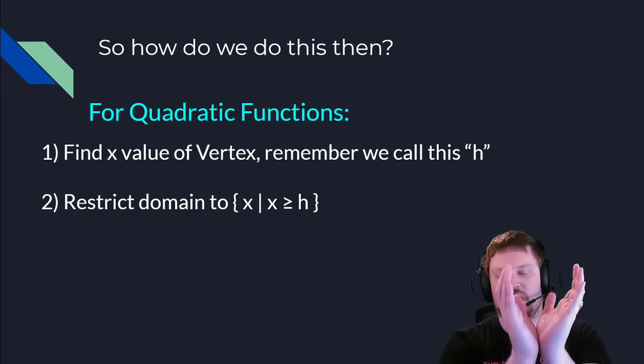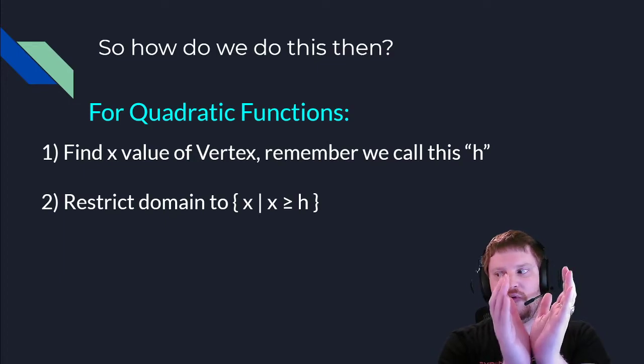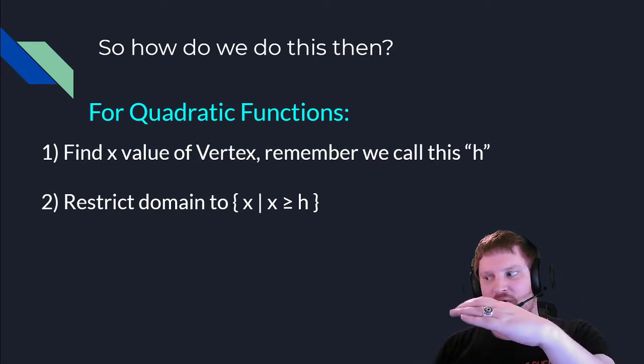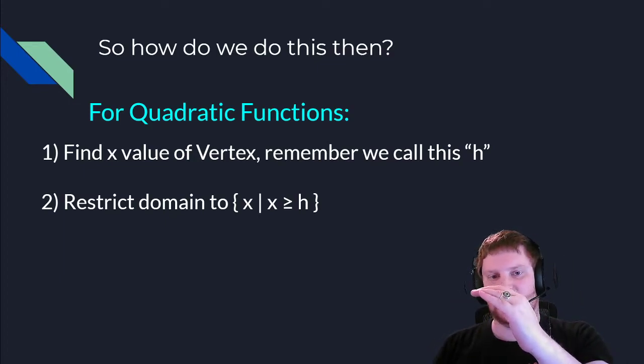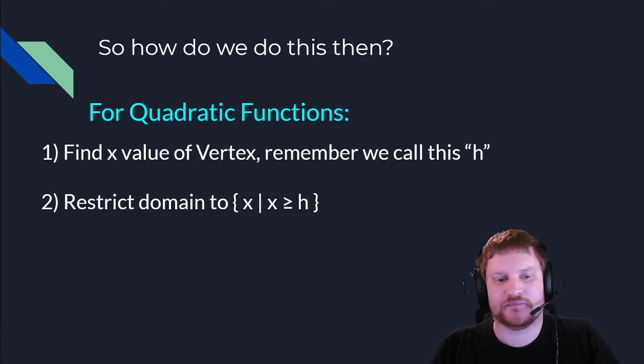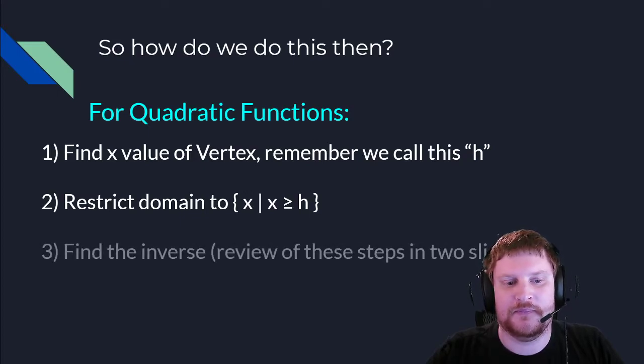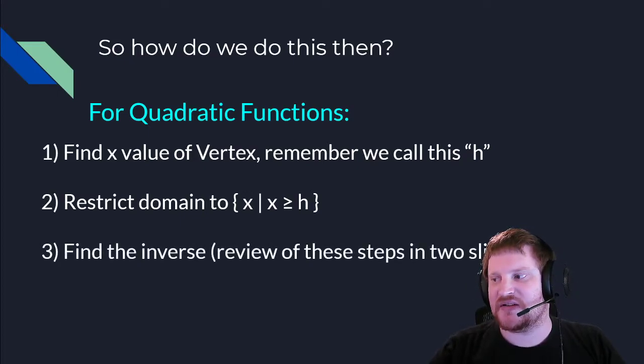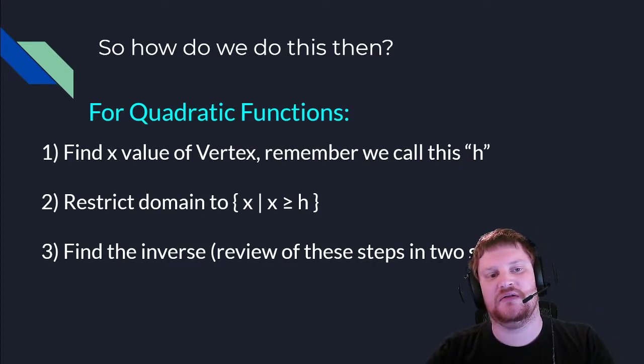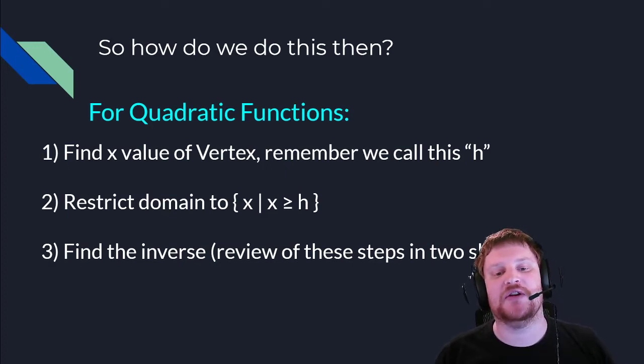So what we do is we take the u, but we're only going to take half of it, and when we flip it over, it's a function. That's why we're going to restrict the domain. The third step is to find the inverse. So after we've restricted the domain, we have to find the inverse. If you don't remember how to do that, there's going to be a review for how to do it in 2 slides, so don't worry about that.